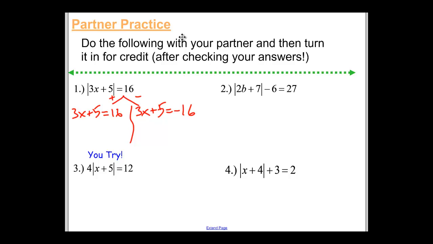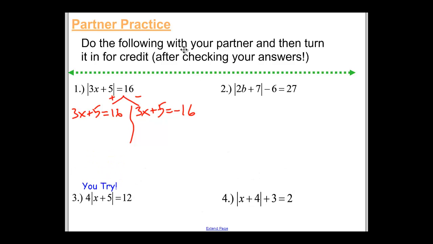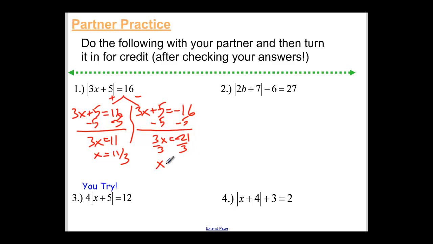Okay, so there's two ways to look at that here. I'm just going to give myself a little more room here to work. And let's go back to this. Here we're just going to move the 5 over to the other side. And we have 3x is equal to 11. And x is equal to 11 thirds because we divide by 3. Over here, I'm going to subtract 5 from both sides. And we have 3x is equal to negative 21, divided by 3. And x is equal to negative 7.